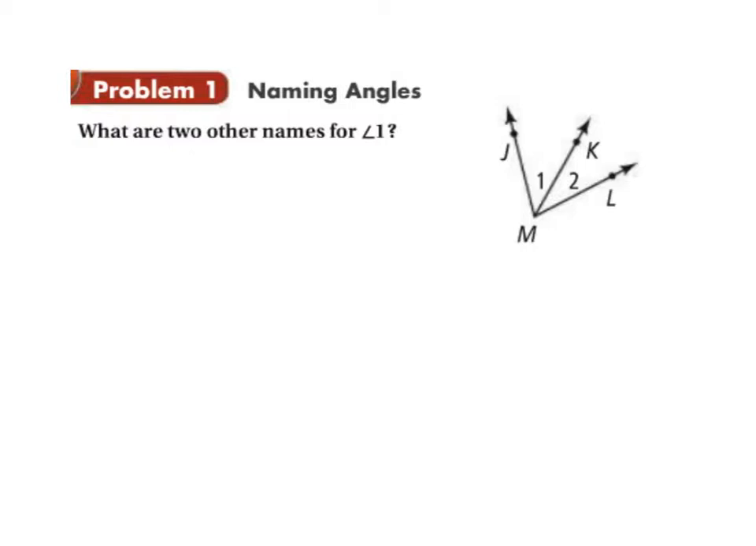So for angle 1, I could also call it angle JMK, or I could name it angle KMJ. Those are my only two other options there.